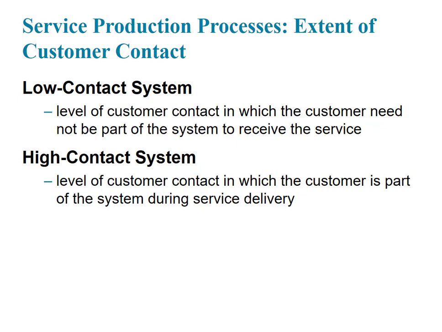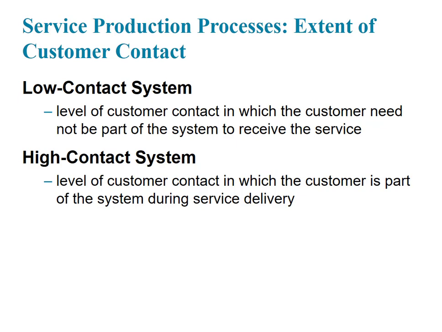Now, the second one we'll talk about here is service production processes, whether it's the extent of customer contact, and there's 2 different types there. We have our high contact systems, and we have our low contact systems. In low contact systems, such as a mail sorting office, customers do not have to be present while the service transaction is being performed. Whereas in a high contact system, such as let's say a city metro system, the customer must be part of the service.